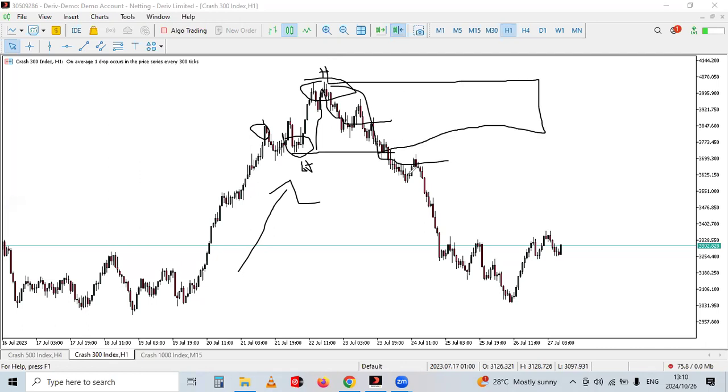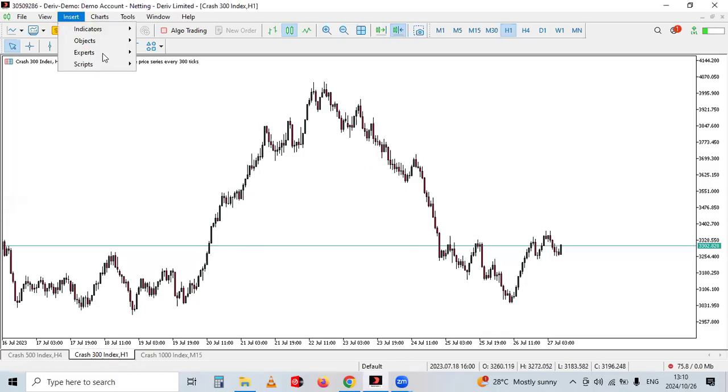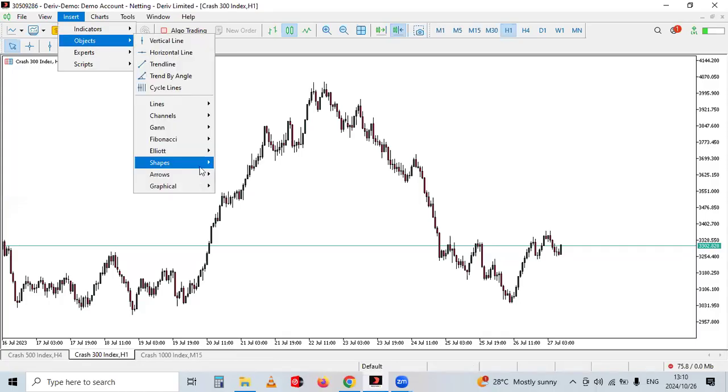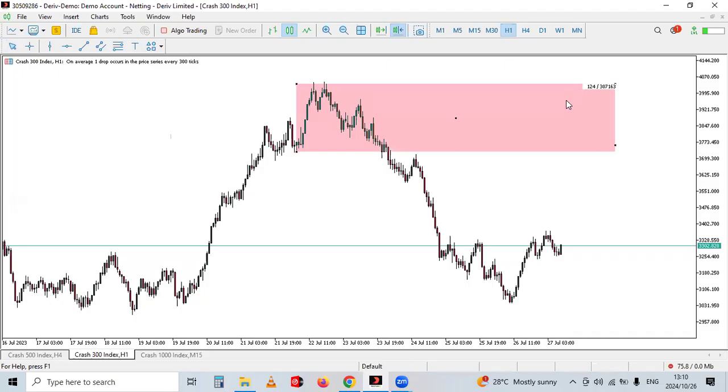Do you understand? Then we wait for the market to retrace back to this sell zone, then it crashes, and then we enter our trades. So here, if you check, the market did everything that we expected. Let me insert the object. You see here, it cleared the way. So we extend our sell zone. You see, this is our perfect sell zone.